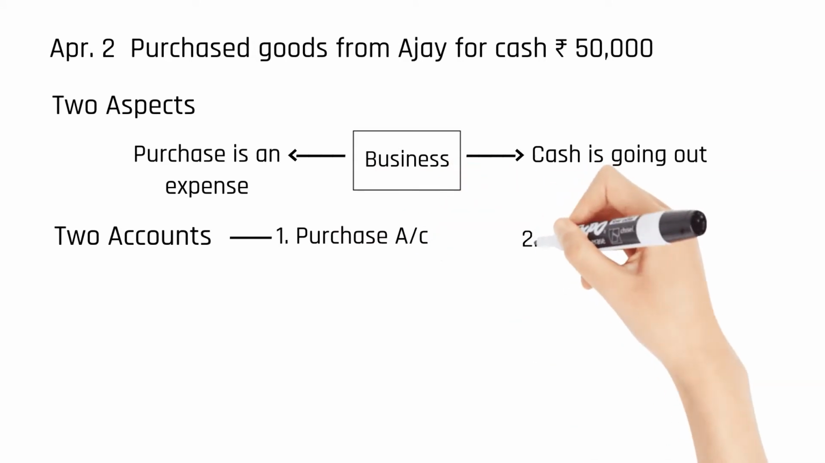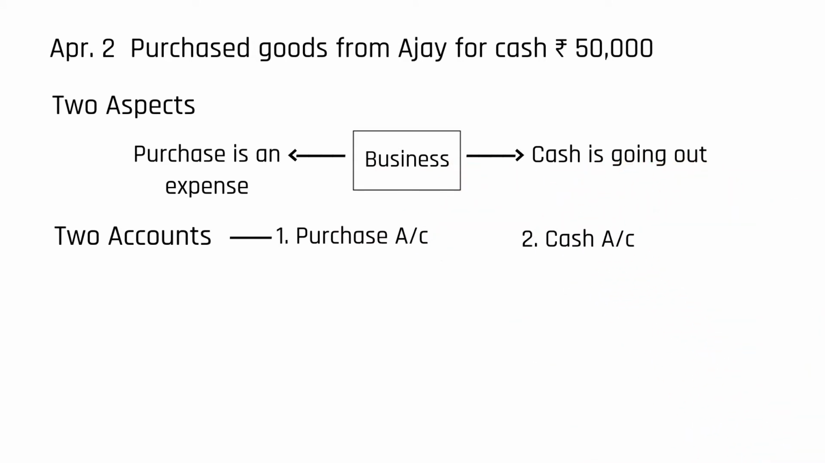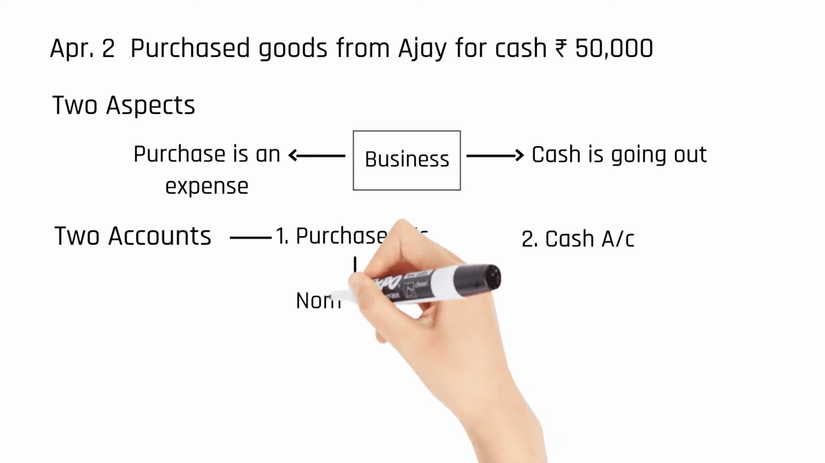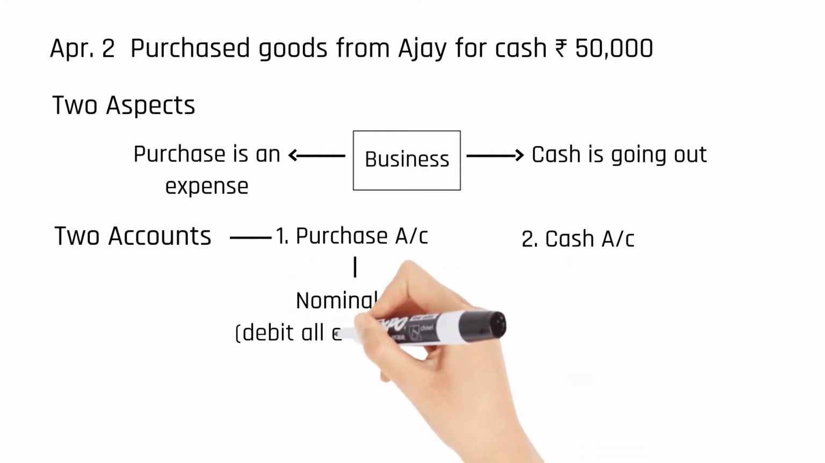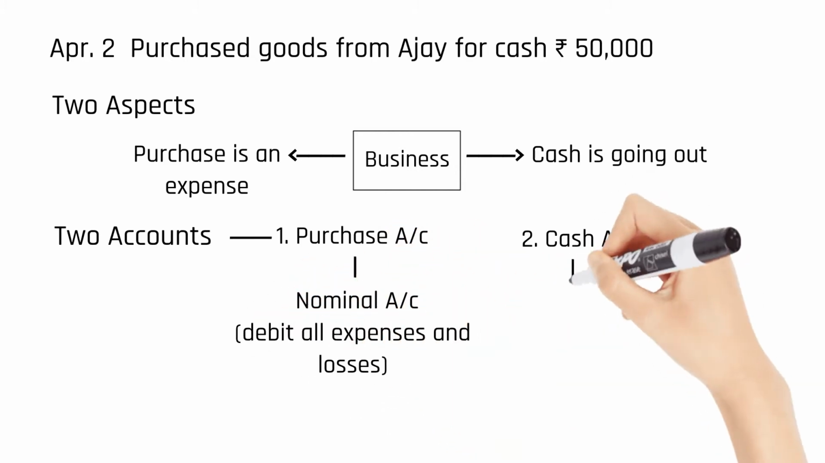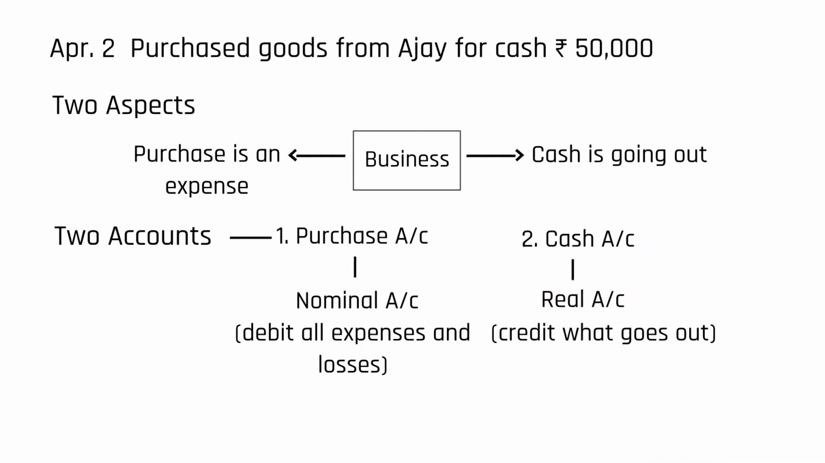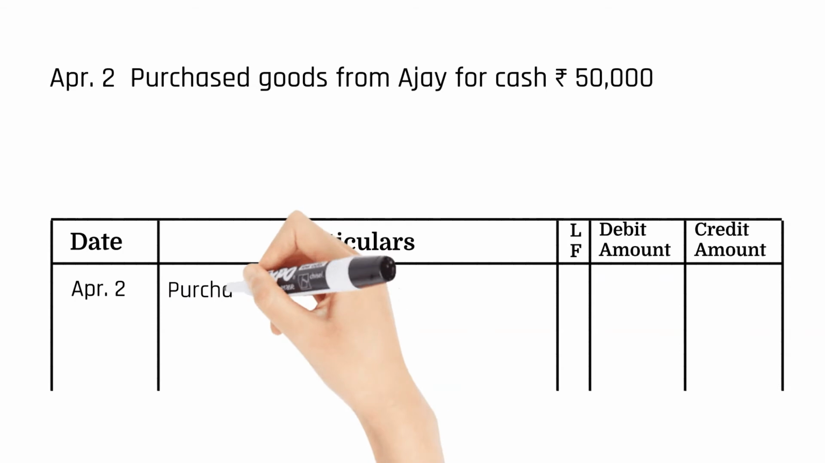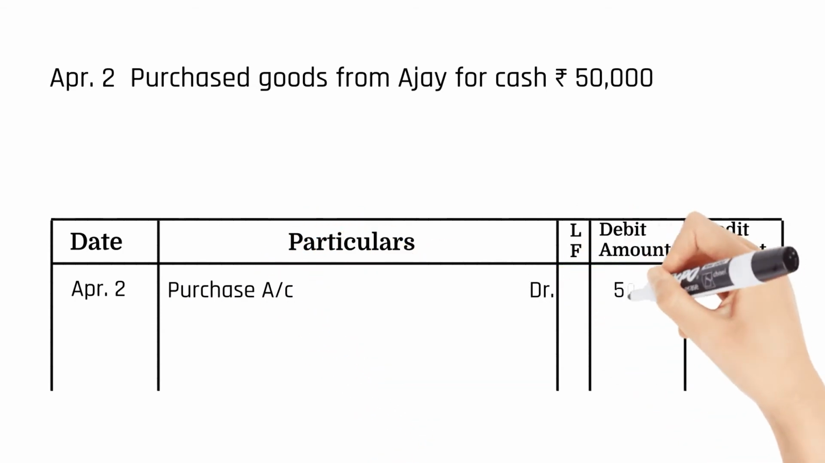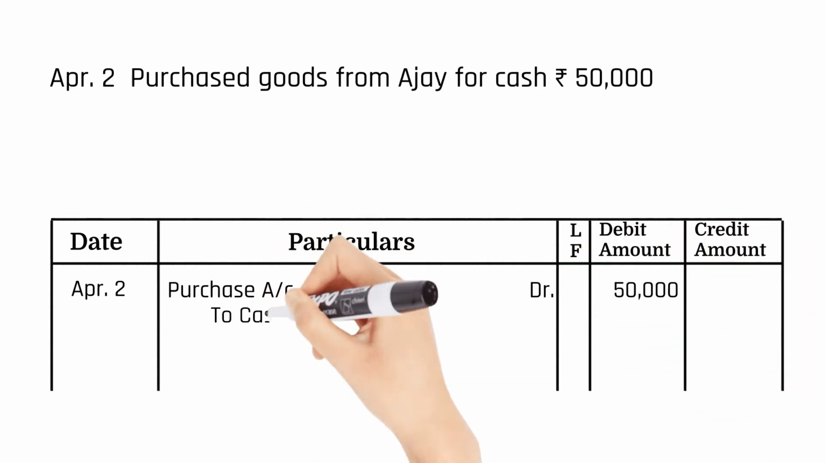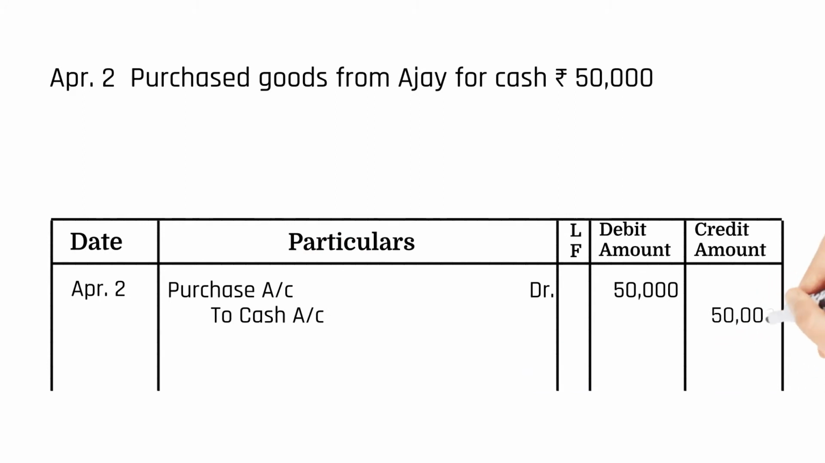Now apply the rules. Purchase is a nominal account. We say debit all expenses. And cash is a real account, and here cash is going out. So credit what goes out. We get our entry: purchase account debit to cash account for 50,000. Never forget to write the narration: being goods purchased for cash.